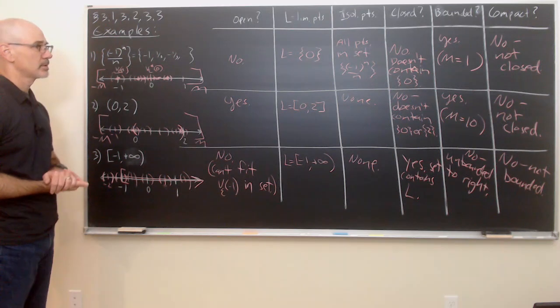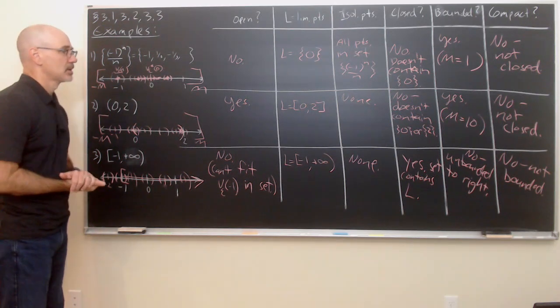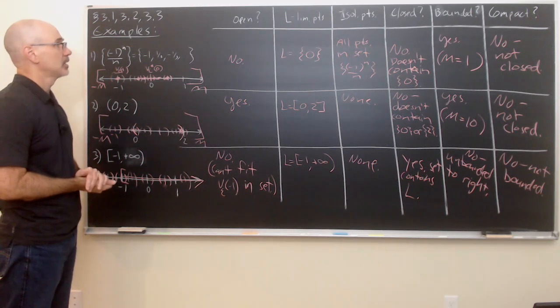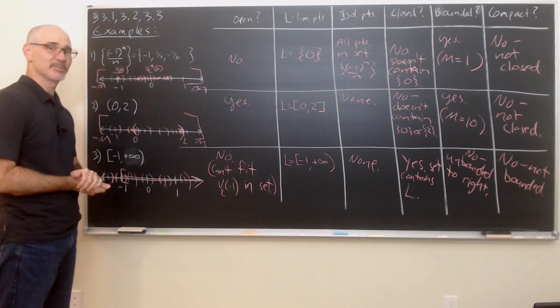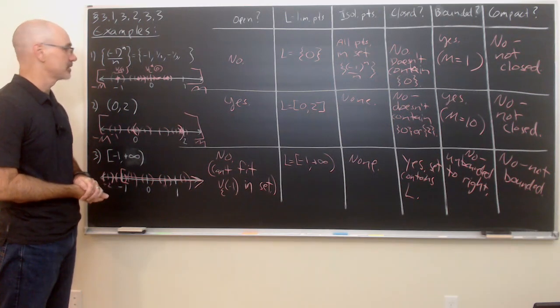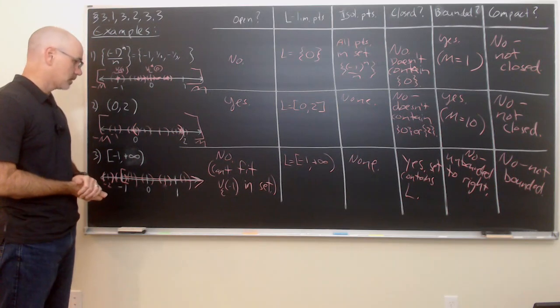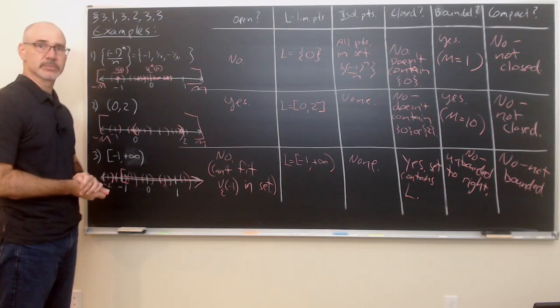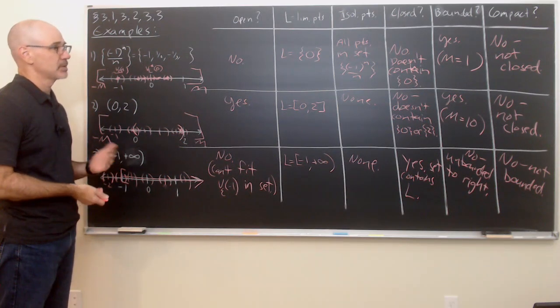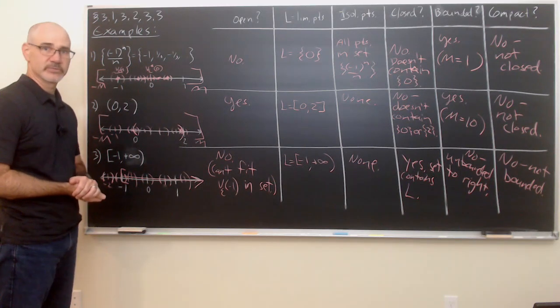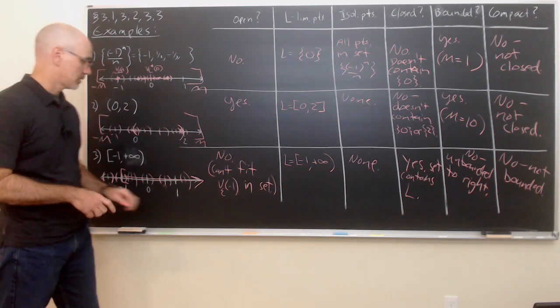Okay, so there are 3 examples of how to think about openness, limit points, isolated points, being closed, bounded, and compact. Hopefully this will start to make sense as you work through some examples, both in this video and the ones that you'll have to try on your own. So I will see you in class.